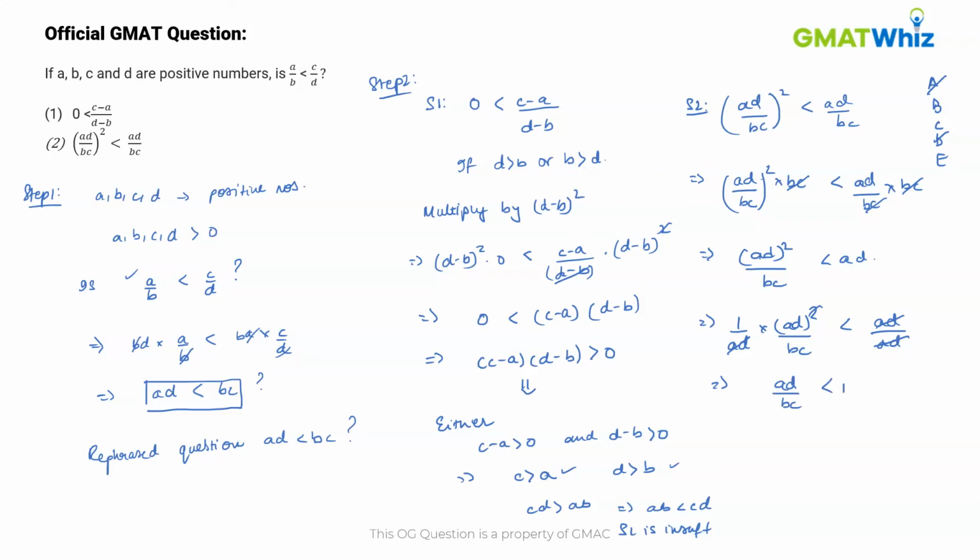Now since B and C are positive, we can write this inequality as AD is less than BC. Now this is what we had to check. This is what the rephrased question was, to check if AD is less than BC. So from statement 2, we can answer with a definite yes that the product of AD is less than the product of BC. So we can conclude that statement 2 is sufficient, and the correct answer is option B.